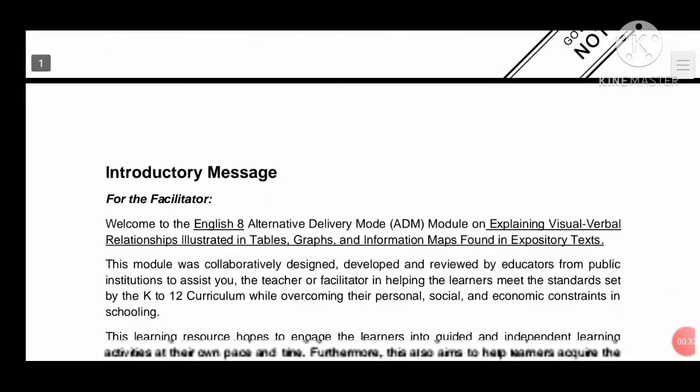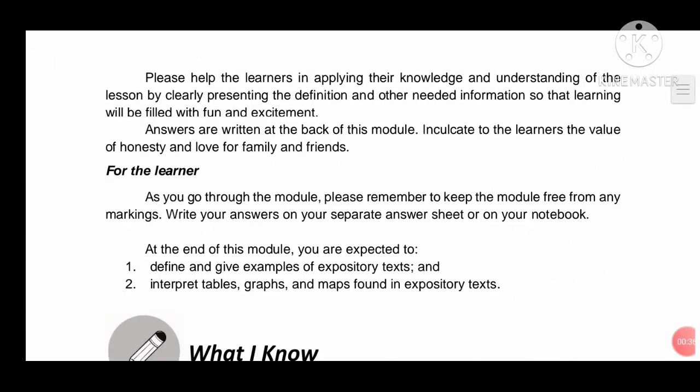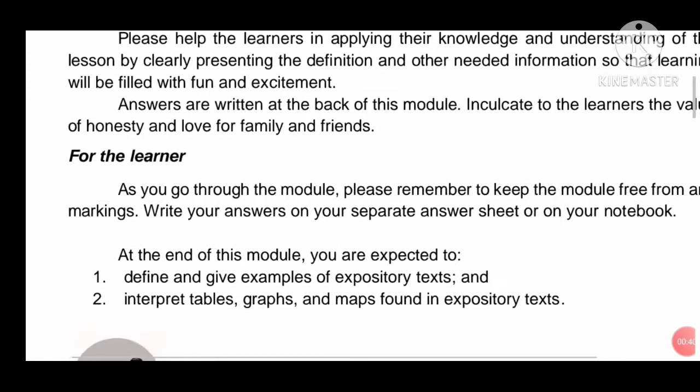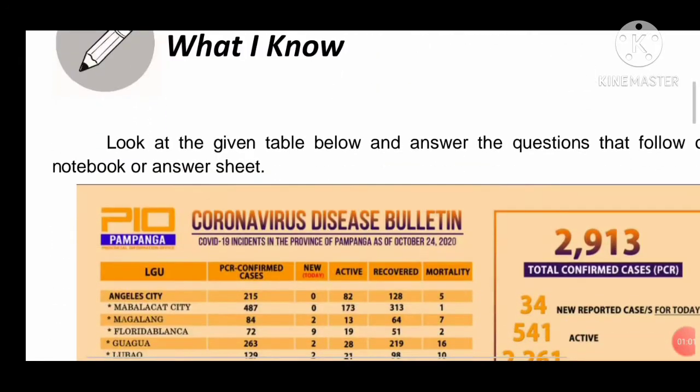Okay, so let us first have the objectives. At the end of this module, you are expected to define and give examples of expository text and interpret tables, graphs, and maps found in expository text. So you'll be needing your mathematics knowledge in here, because you already studied that in your mathematics lesson.